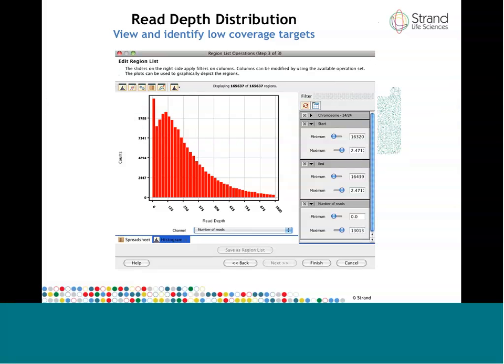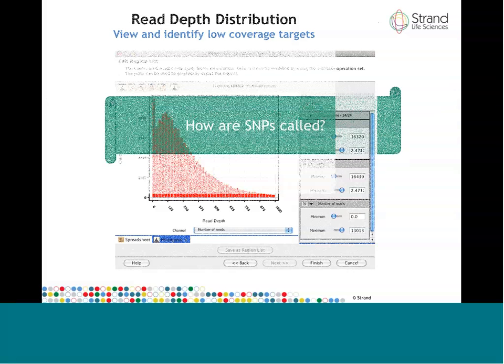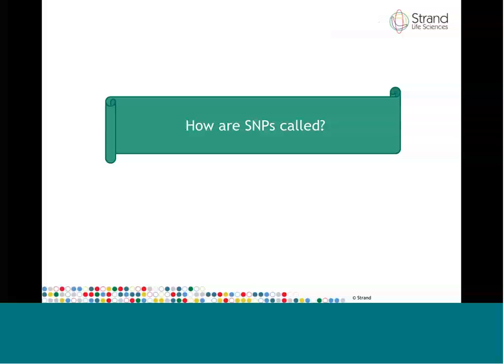So once you've QC'd the data and you're confident that you've got a good set of reads and that a good chunk of your targets are indeed well covered, and you have a list of targets which are not well covered so that you can assay them separately in some other form, you're ready to call variants now. So how are SNPs called in Avadis NGS?